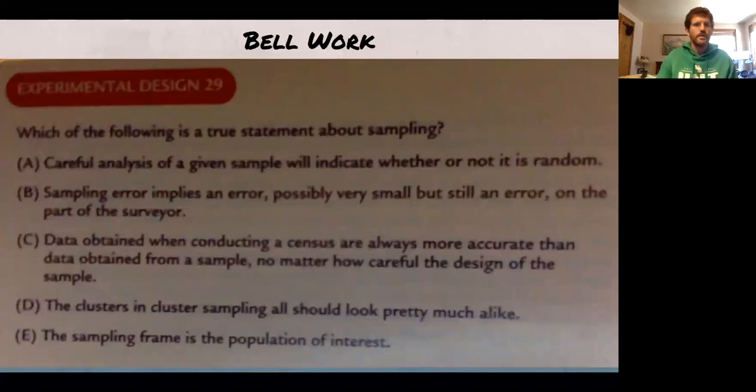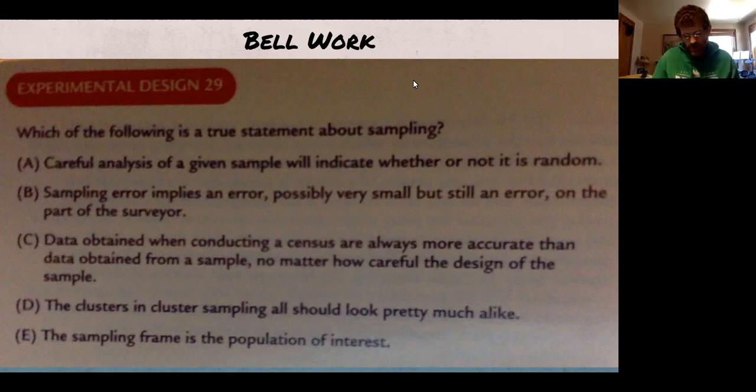There we go. Okay, so this right here goes back to two units ago now. Unit 4, I believe, when we were looking at experiments, sampling, simulations, all that fun stuff. If we go through this real quick: careful analysis of a given sample will indicate whether or not it is random. No, we can't just look at something and know that it's random.